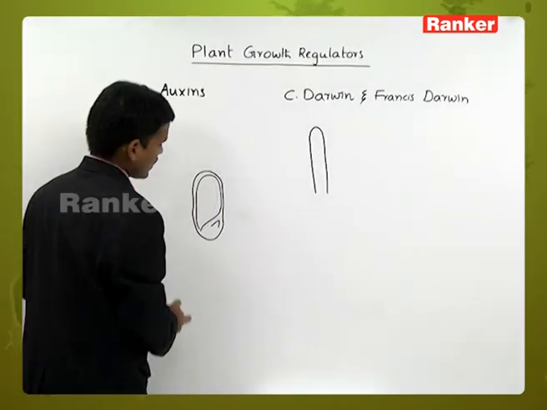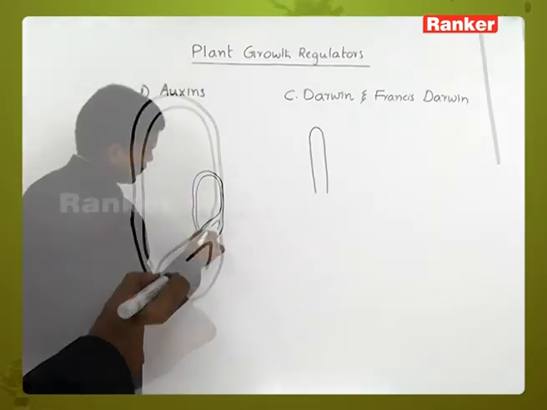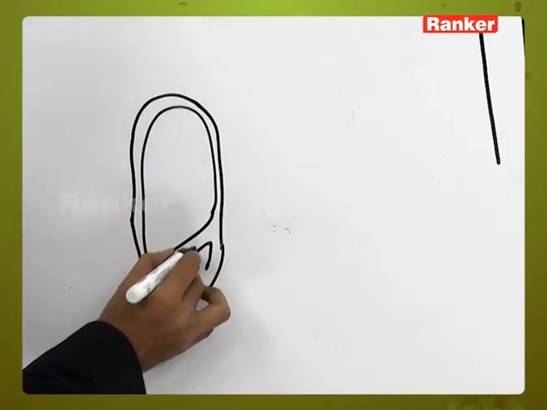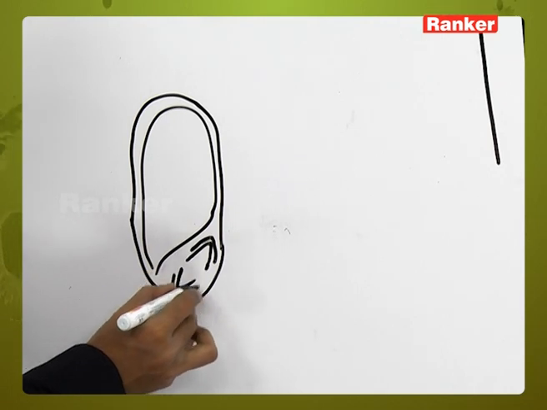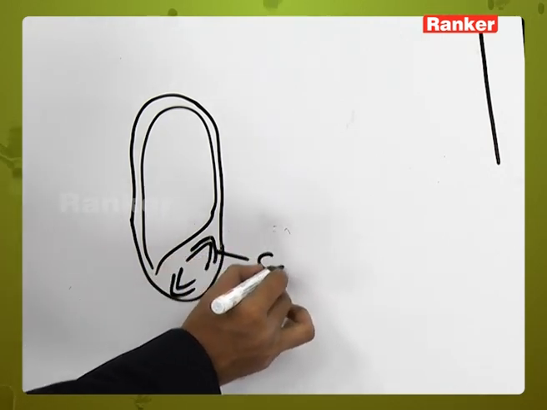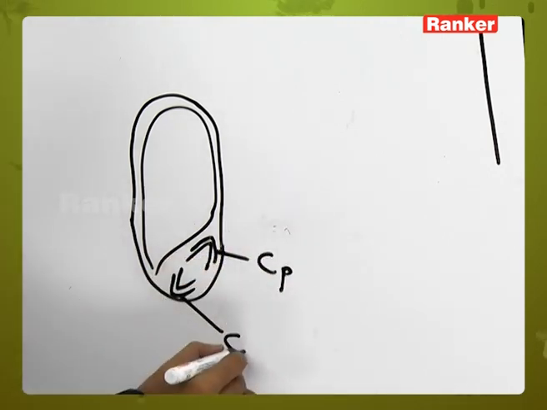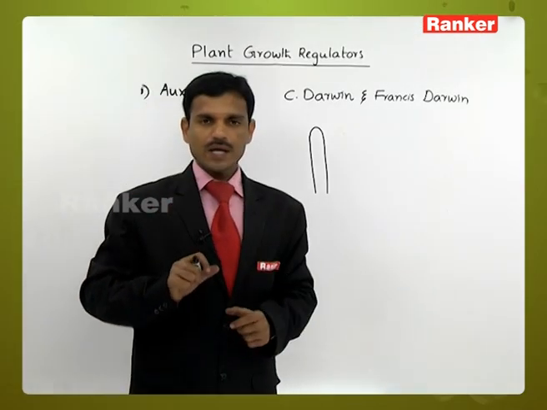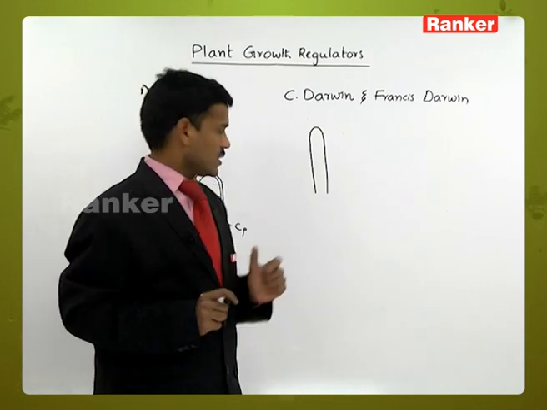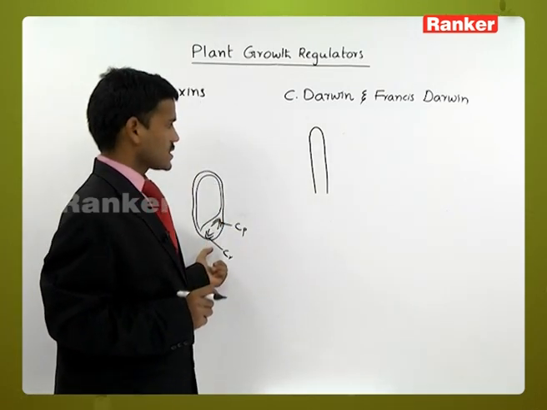here is the plumule and the radicle. The plumule is covered by a coleoptile. The radicle is covered by the coleorhiza. It is the coleoptile, and it is the coleorhiza. So the coleoptile is present only in monocot plants. Here coleoptile and coleorhiza are present.